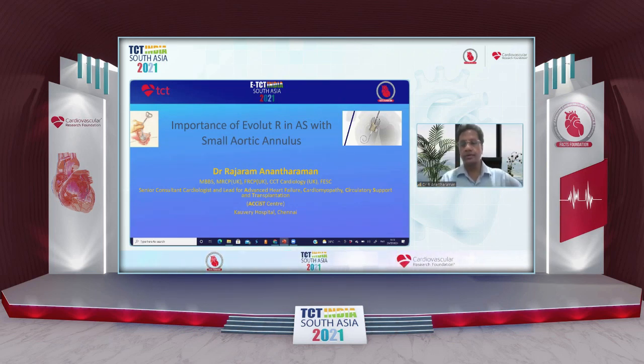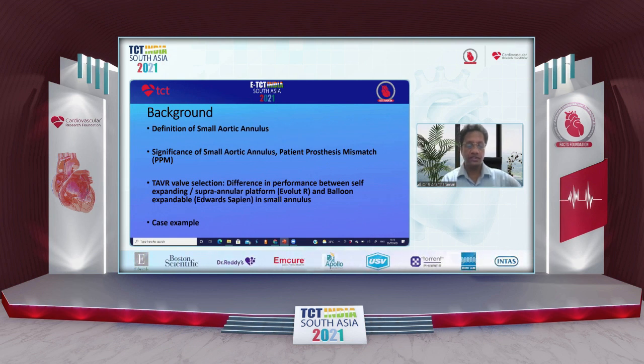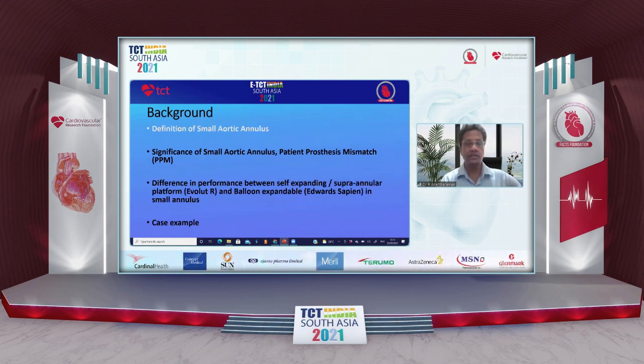Now, before we go into that, let's clarify some of these things. What do you mean by small aortic annulus? How do you define it? And why is it important? What is the significance of this small aortic annulus? And then subsequent patient prosthesis mismatch, how does it affect? And when you have such patients, how do you select your TAVR valve, what is the evidence at the moment, and what should we do? And then just a quick case example.